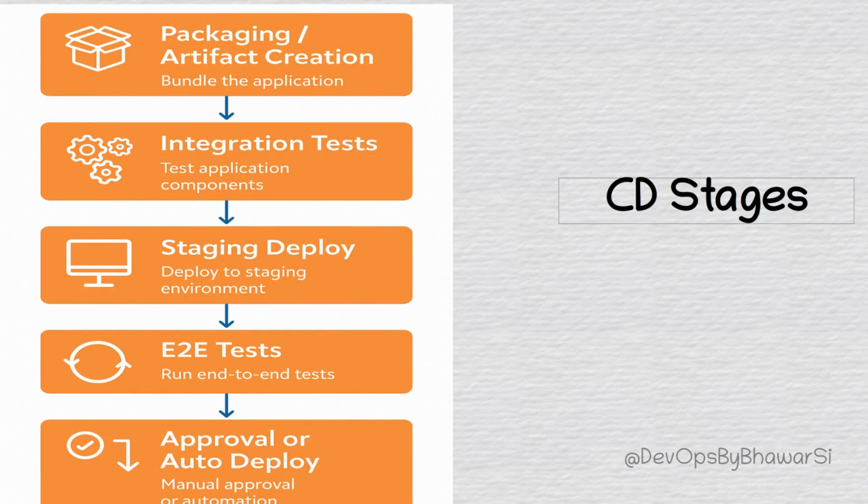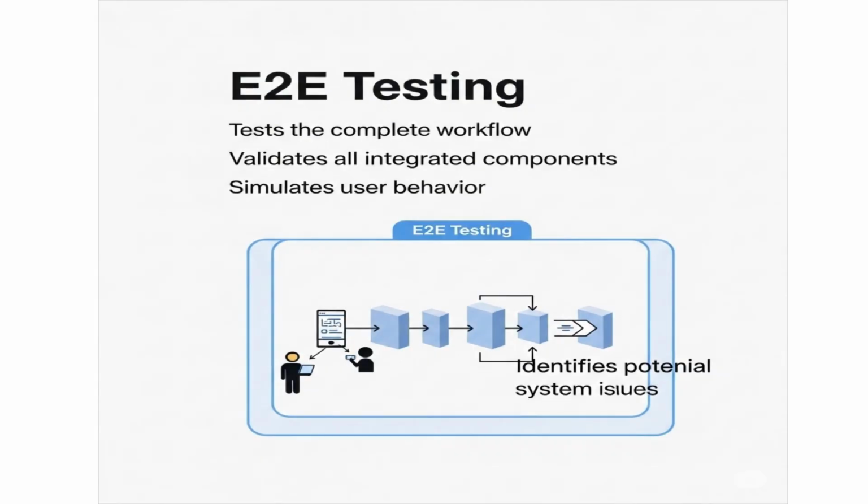Now, let's have a look at the E2E stage. End-to-end testing is a type of testing where the complete flow of an application is tested, from start to finish, to ensure that everything works together as expected. It simulates real user scenarios to validate the system as a whole. The E2E stage is usually required before production deployment and after staging deployment to test the real environment.